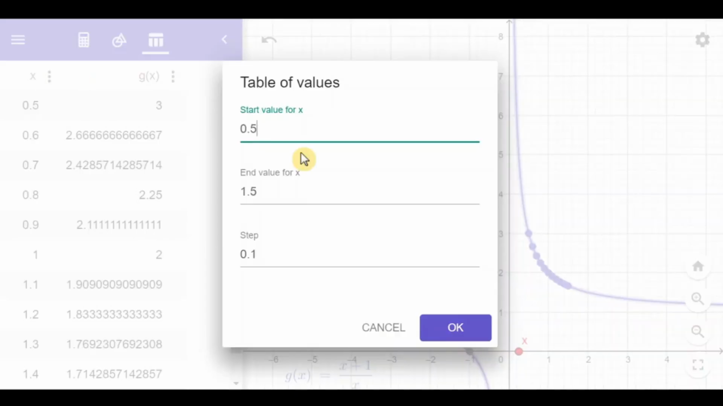Tapos ang x natin ay magsimula, since nasa left ng 0 ang kailangan natin, siguro mag-start din tayo ng negative 1.